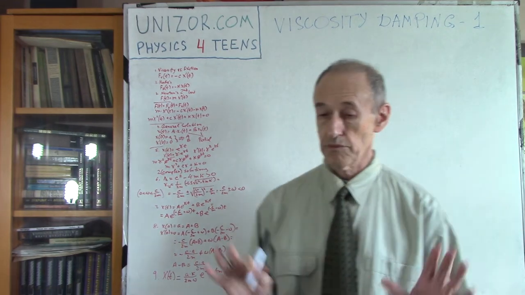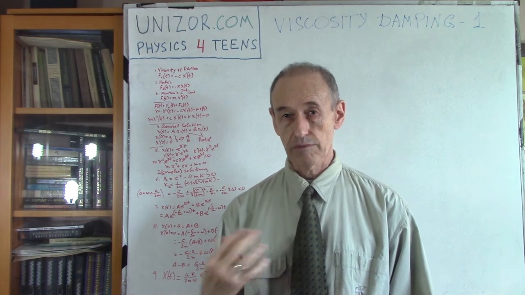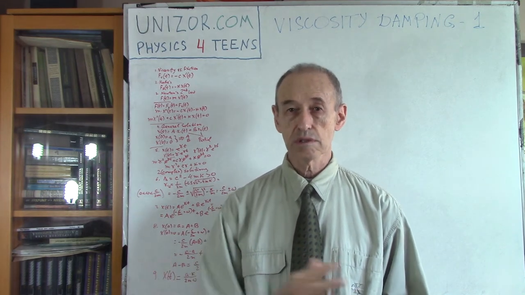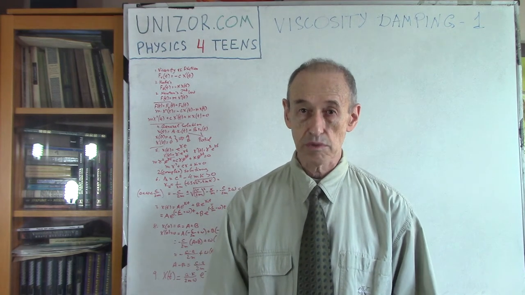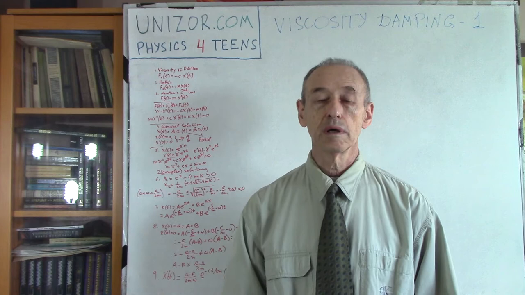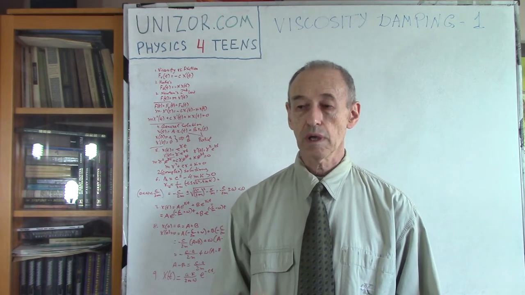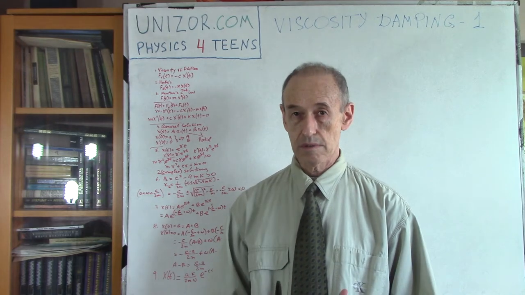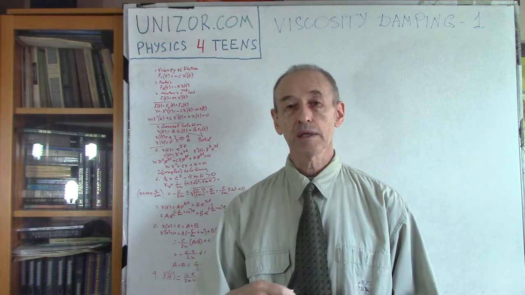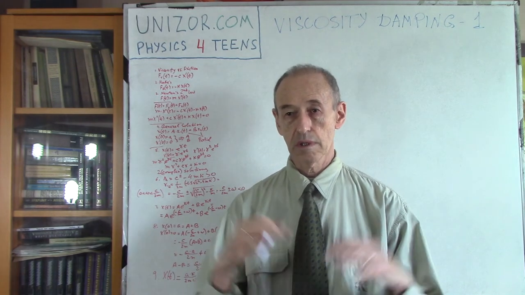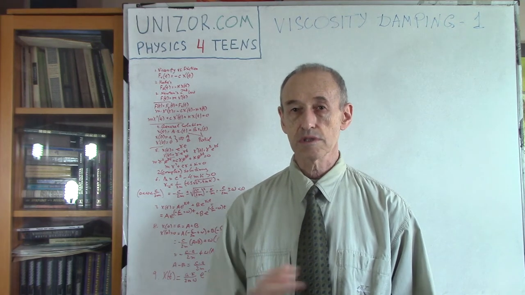So, viscosity. Viscosity is a property of the environment to resist the movement. And, well, friction is also resisting the movement, right? But there is a fundamental difference between how the friction resists the movement, which we were analyzing in the previous two lectures, and how viscosity of the environment surrounding the oscillation is resisting the movement.